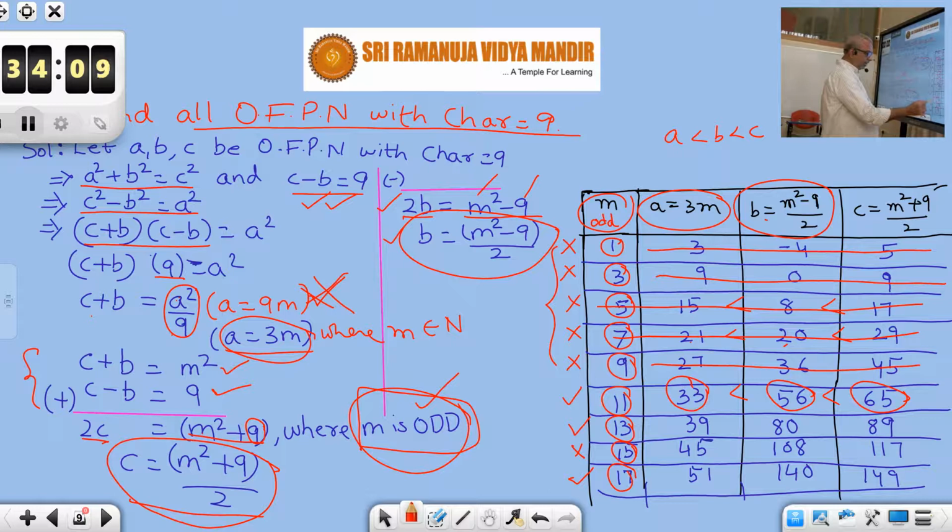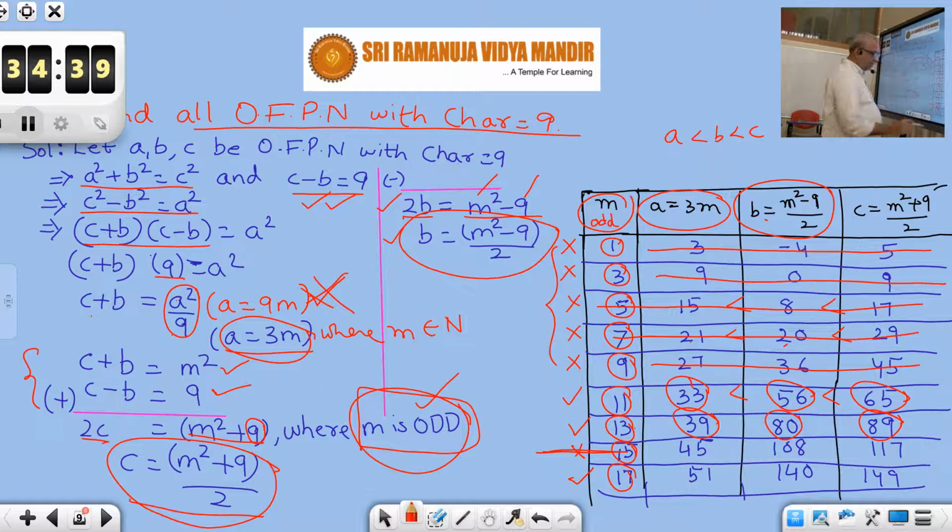Next, 13. M equal to 13 also you will get correct numbers. 39, 80, 89. These are also OFPN with characteristic 9. Next, here these are not allowed because 9 is a common factor.